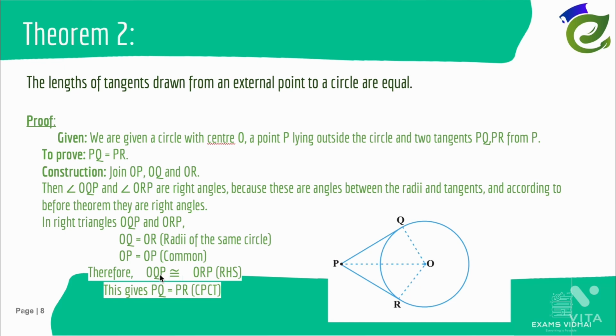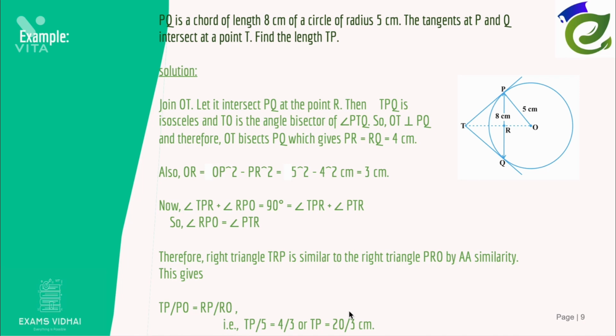Therefore, triangle OQP is congruent to triangle ORP. This gives PQ is equal to PR according to corresponding parts of congruent triangles. Hence, the theorem is proved. Now let us look at the example.